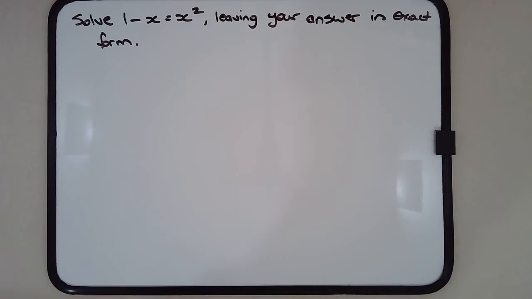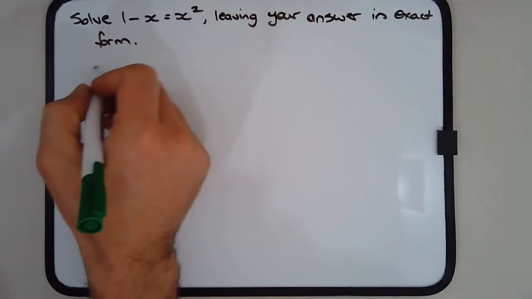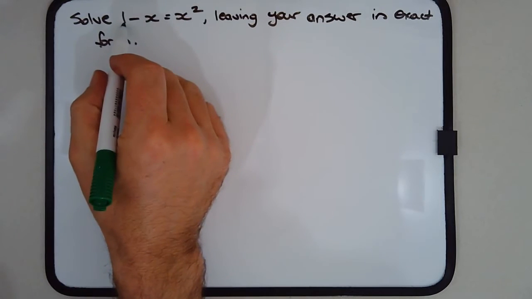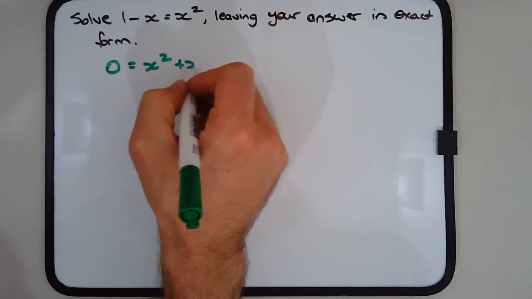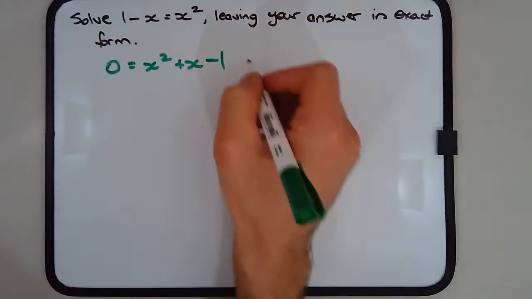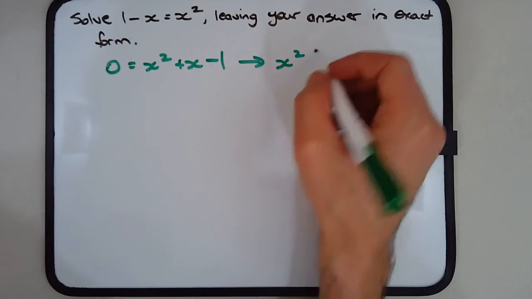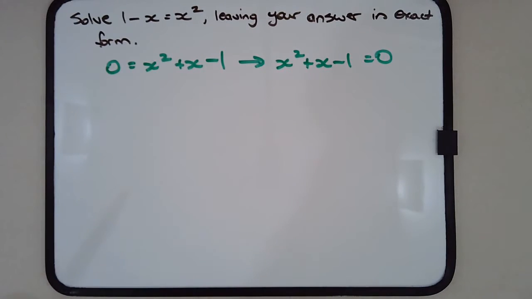Now, the first problem is that this isn't in the right format. It is a quadratic equation, but we want all the terms on one side and 0 on the other. Leaving the x squared where it is, if you move the 1 and the negative x over to the other side, you have 0 is equal to x squared plus x minus 1. Rearranging it so it looks more familiar, we have x squared plus x minus 1 is equal to 0. Now that's a little bit more familiar. So what's our a, b, and c?